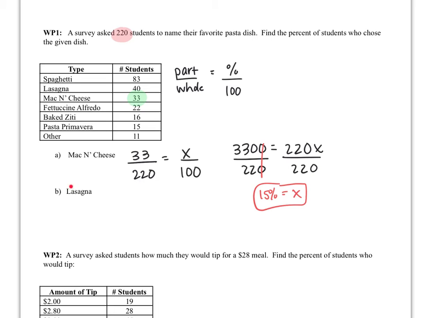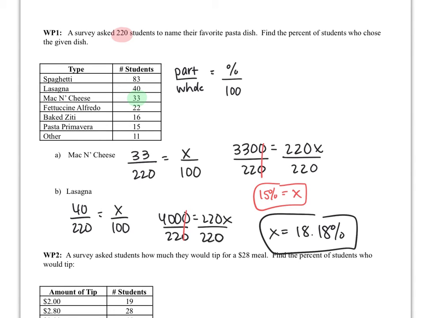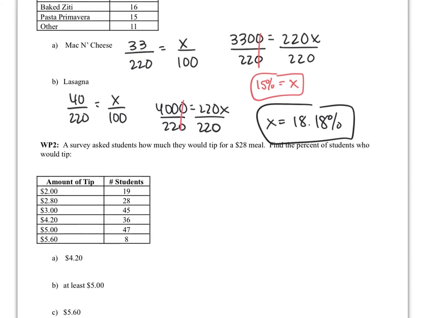Pause the video to try lasagna to find the percent of students that chose lasagna. Press play when you're ready to check your answers. So in this case, 40 students chose lasagna out of 220. Cross multiply, divide by 220, and you get that it's 18.18%. You might have rounded to 18.2, which is fine.